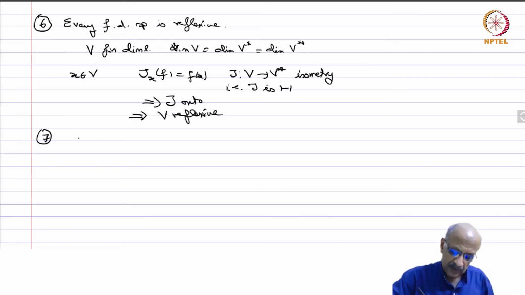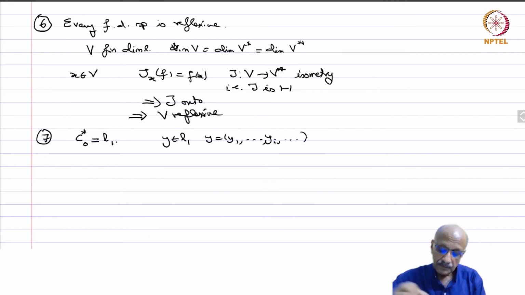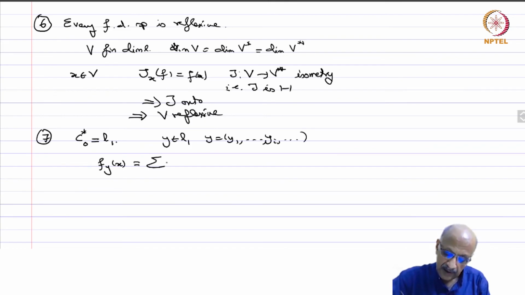So this next exercise I already mentioned, so let me do it. Show that C0 star is L1. We do it exactly as we did L1 star is Lp and so on. You take any y in L1, so y equals y1, y2, etc., and then you define Fy of x equal to sigma xi yi, i equals 1 to infinity, where x is in C0, which is of course a subset of L infinity.